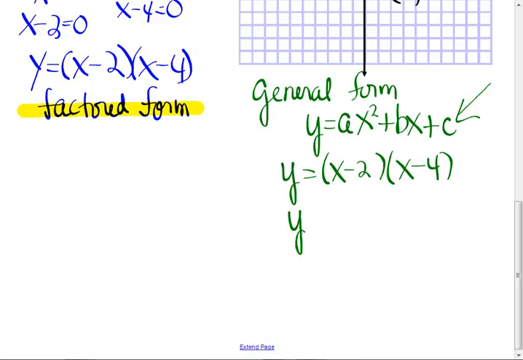So what is this? It's x squared. What's the middle term going to be, Jesse? Minus 2x minus 4x is minus 6x. That's right. And a negative 2 times a negative 4 is plus 8.